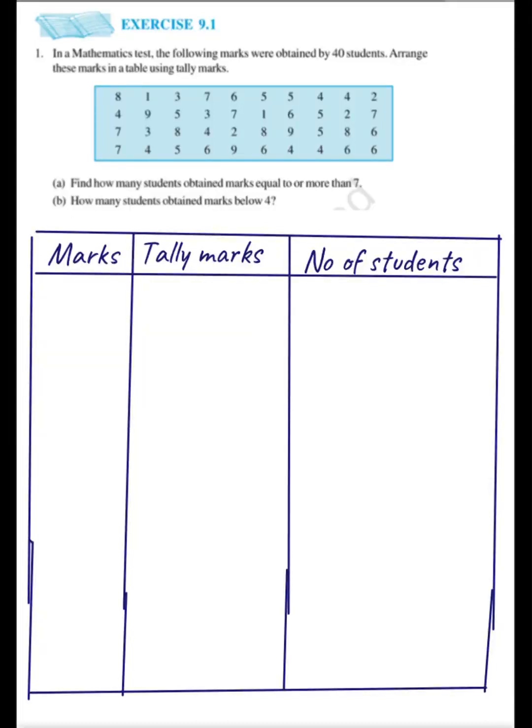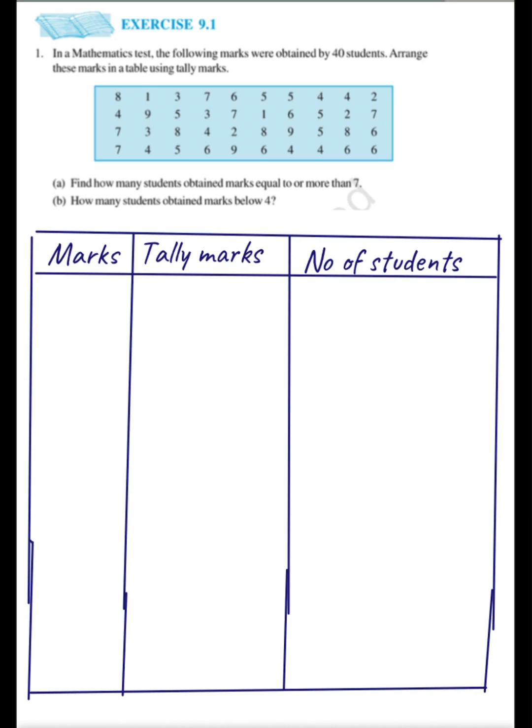Today we will be discussing a new chapter, chapter 9, data handling, and we will be discussing exercise 9.1. Here, in the first question, marks obtained by 40 students is given. Okay, and you have to make a table using tally marks.